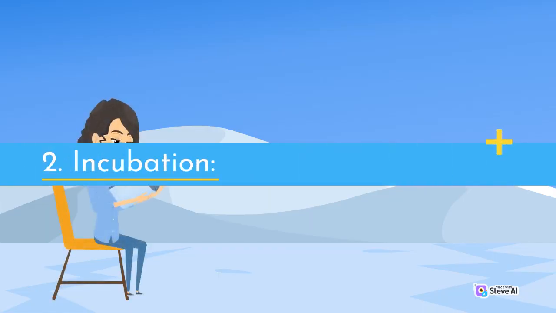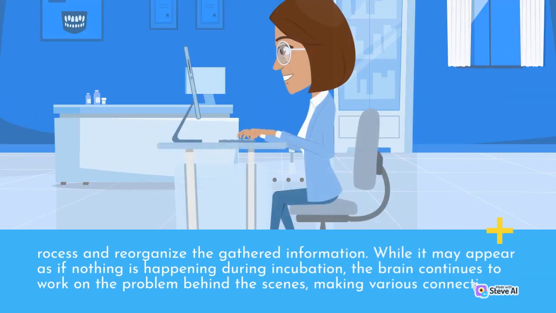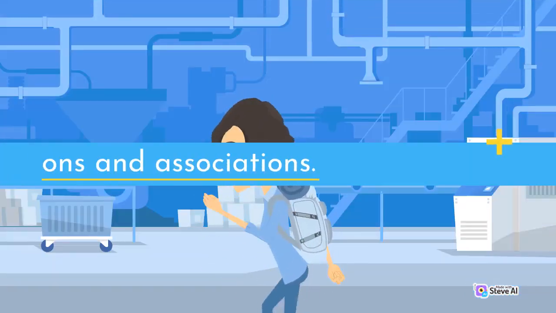2. Incubation. Following the preparation stage, the mind enters a seemingly passive phase called incubation. This stage involves a temporary break from conscious problem solving and allows the unconscious mind to process and reorganize the gathered information. While it may appear as if nothing is happening during incubation, the brain continues to work on the problem behind the scenes, making various connections and associations.